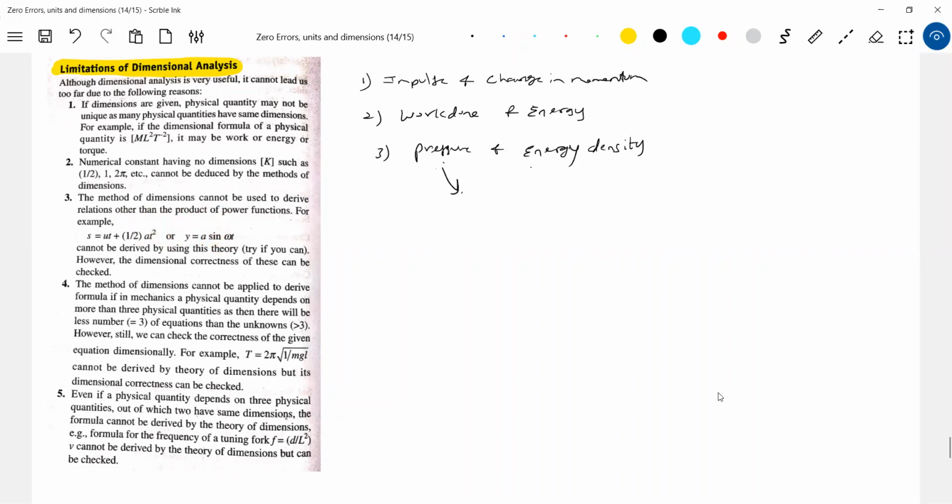I'll write one more. So you can't predict this exponential. Are you able to understand? We can predict this square, anything okay, but we can't predict this exponential, logarithmic, sine. So these mathematical operators cannot be predicted using dimension analysis.